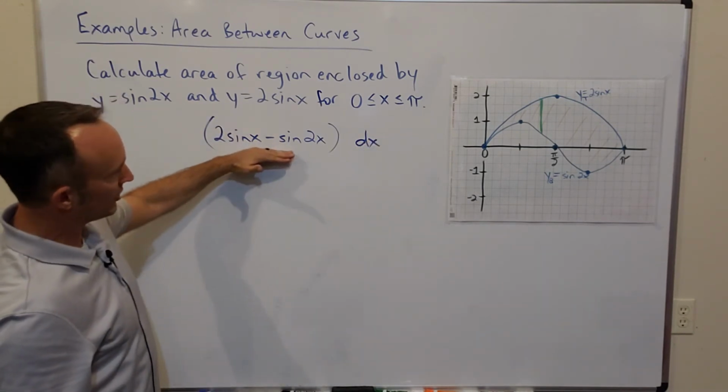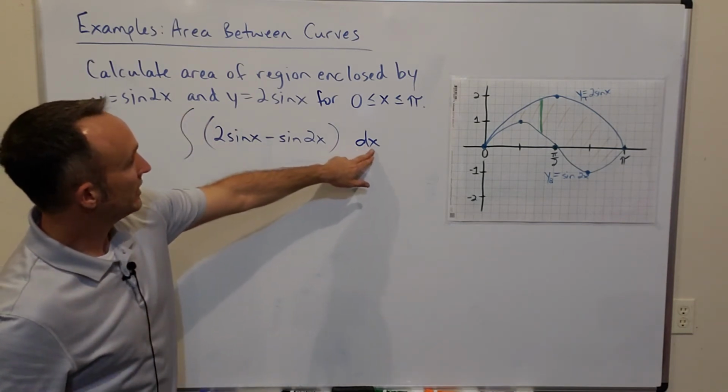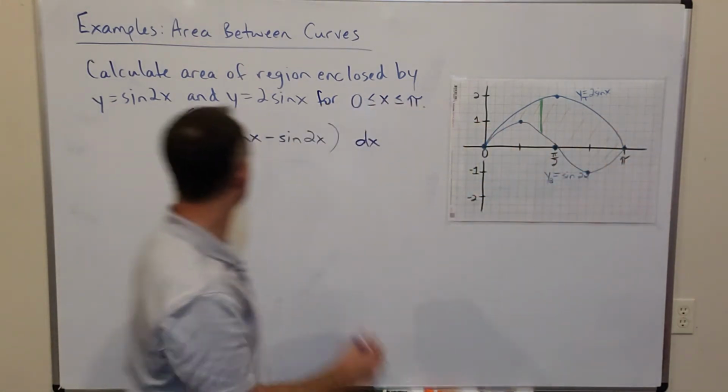And we need to add all of those areas together, so an infinite sum. We're looking for x values for our limits of integration, and this occurs from x equals 0 to x equals pi.